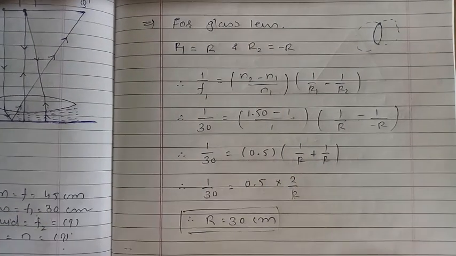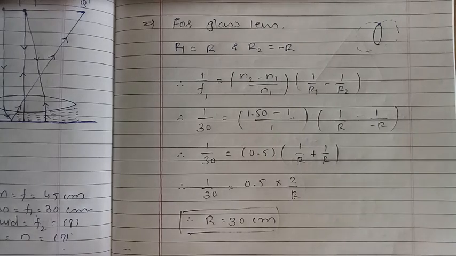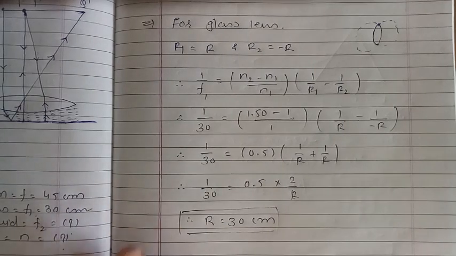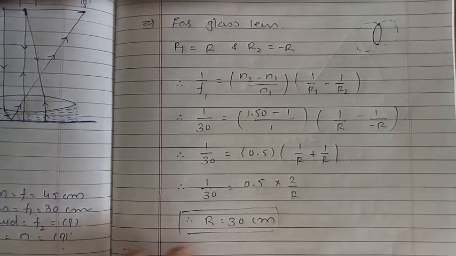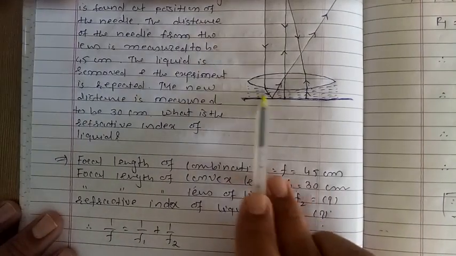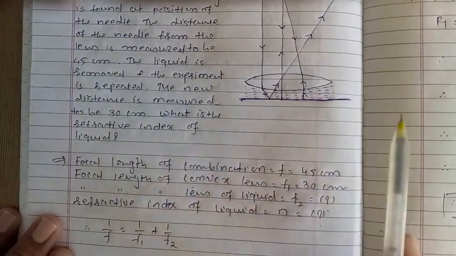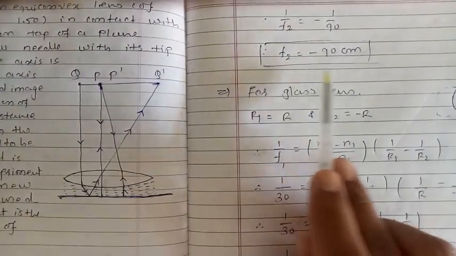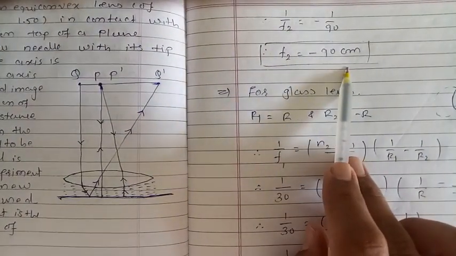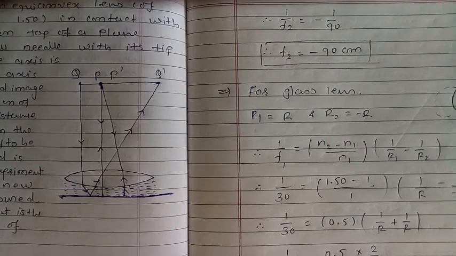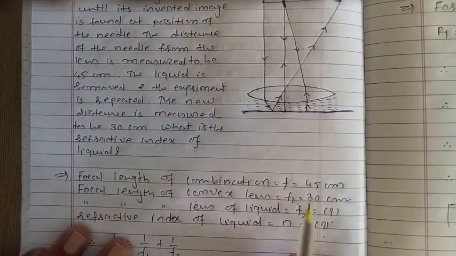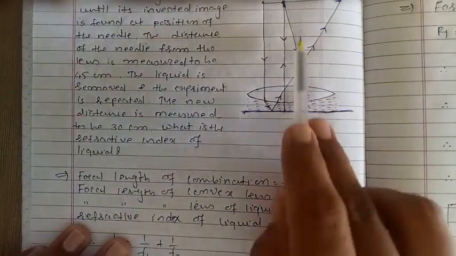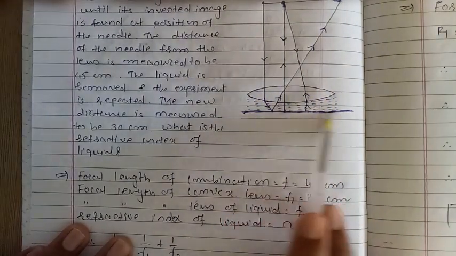Okay, so now we know the radius of curvature of the lens is 30 centimeter, right? Now we can easily find out the refractive index of the liquid, right? Because we know the focal length of the lens of liquid here is f2, and we know f2 is minus 90 centimeter. We have to find out the refractive index of the liquid, right? And when there is liquid, we get an image due to the lens and the plane mirror.